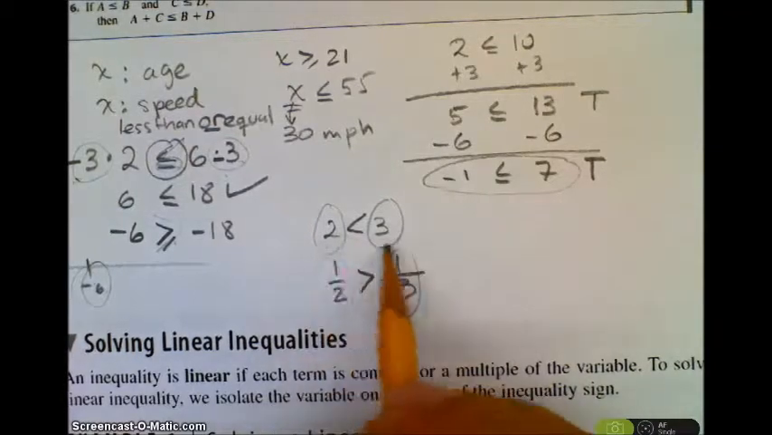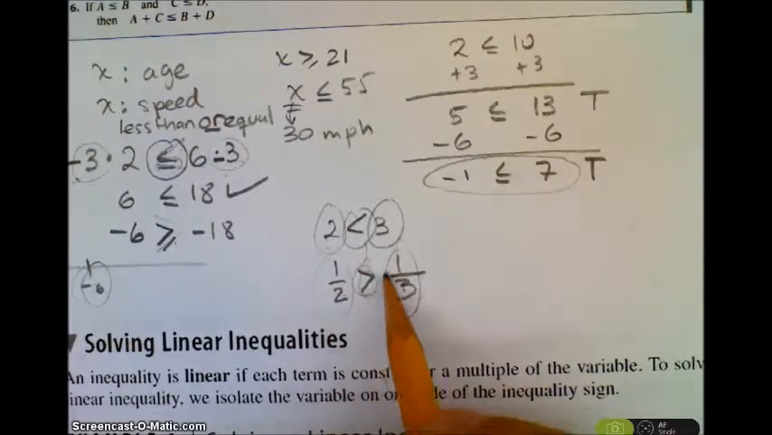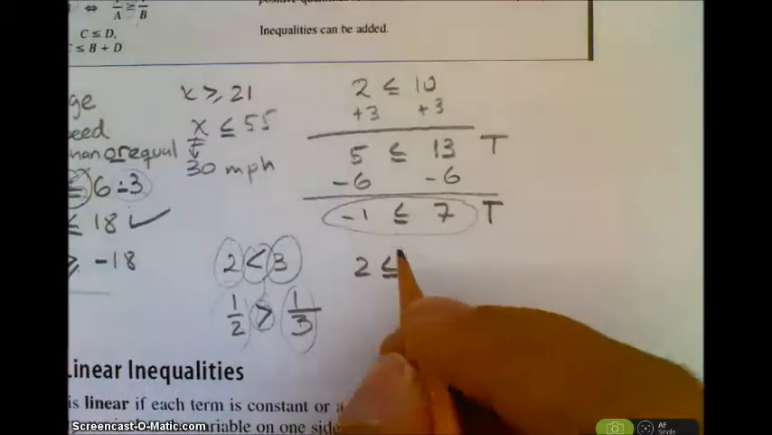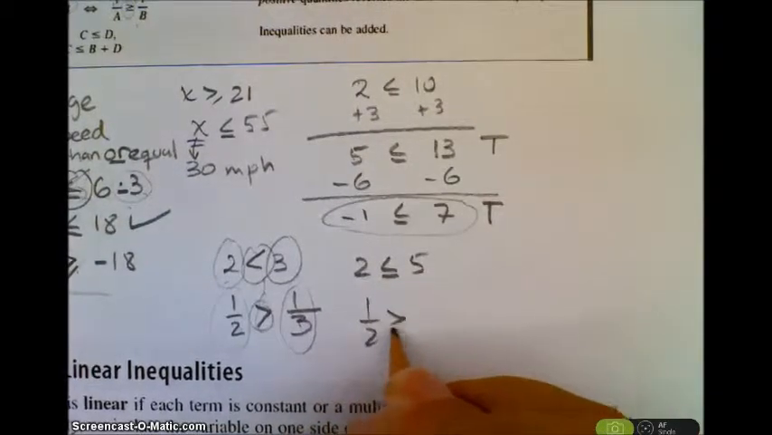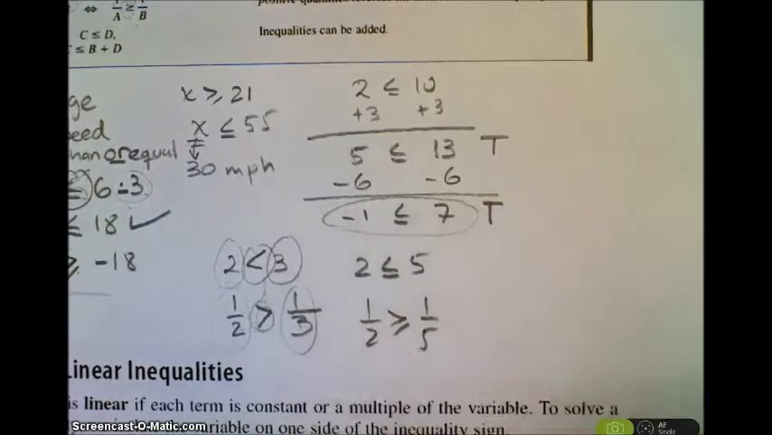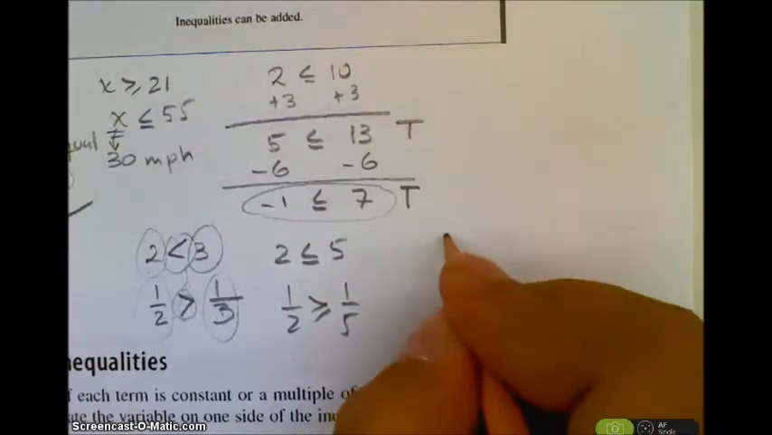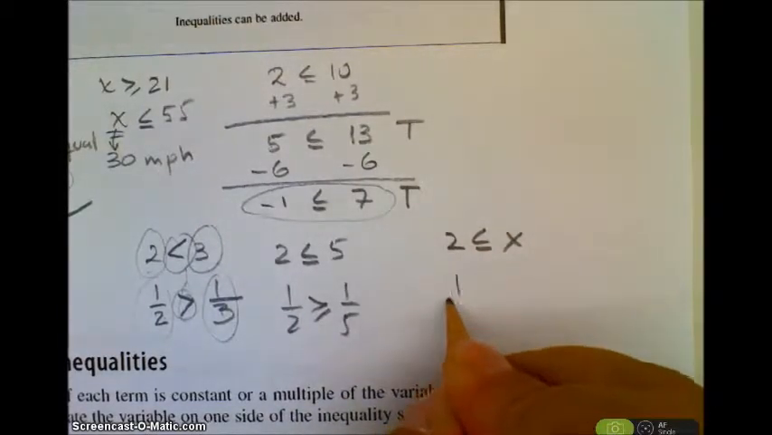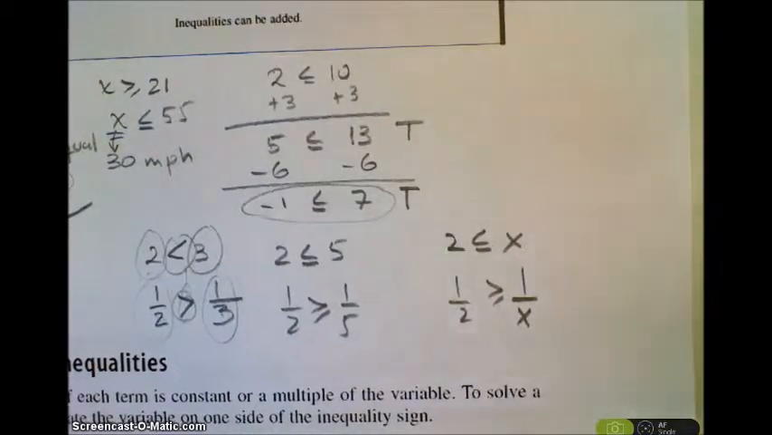So whenever we're taking reciprocals on both sides of the inequality, the direction of the inequality is going to change. The same is going to happen if I have 1/2 greater than or equal to 1/5. Since we're going to be talking about variables, if I know that 2 is less than or equal to x, when I take the reciprocal, I know 1/2 would be greater than or equal to the reciprocal of x, and that's all it means.